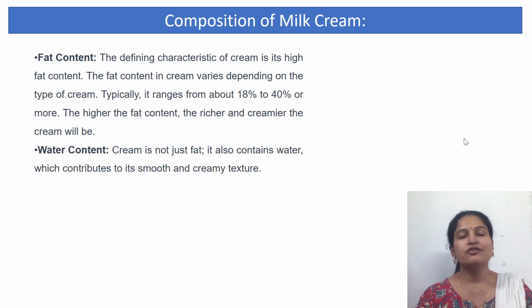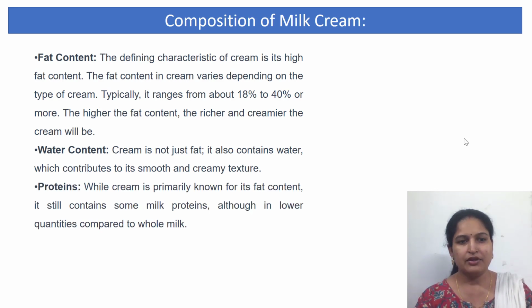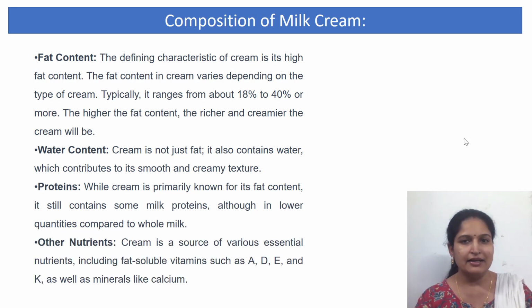Now the next component is water content. Cream is not just only fat. It also contains water and it contributes to the smoothness and creamy texture of the cream. The next component is protein. While cream is primarily made up of fat, in a little amount it contains protein as well. So even though it is only present in small trace amounts, it is there. Other nutrients: cream is a source of various essential fat-soluble vitamins like vitamin A, D, E and K, and minerals like calcium as well.